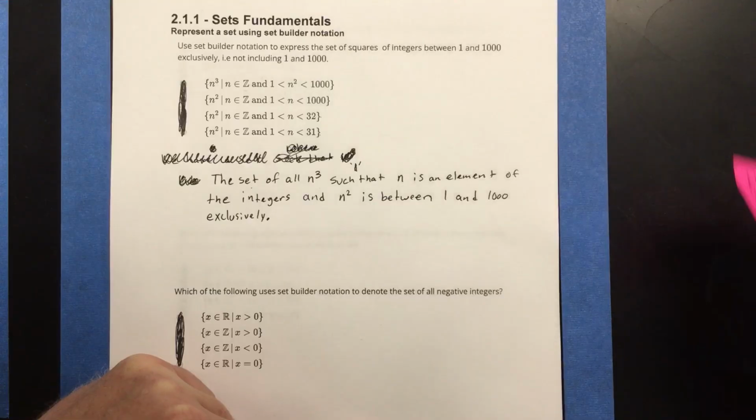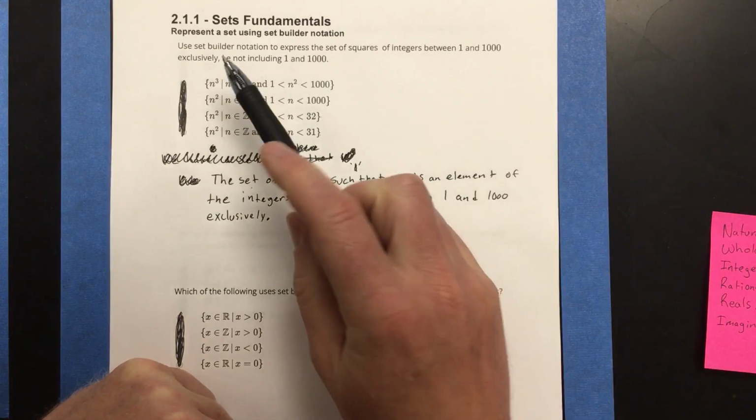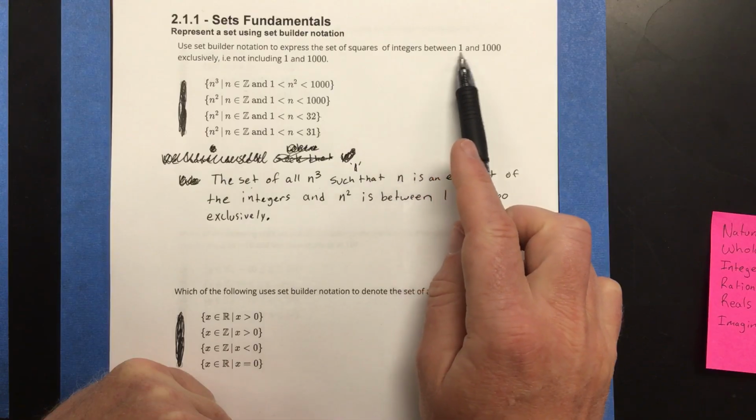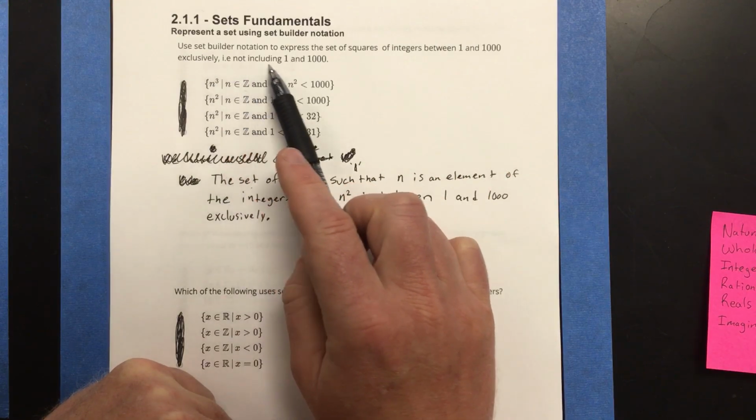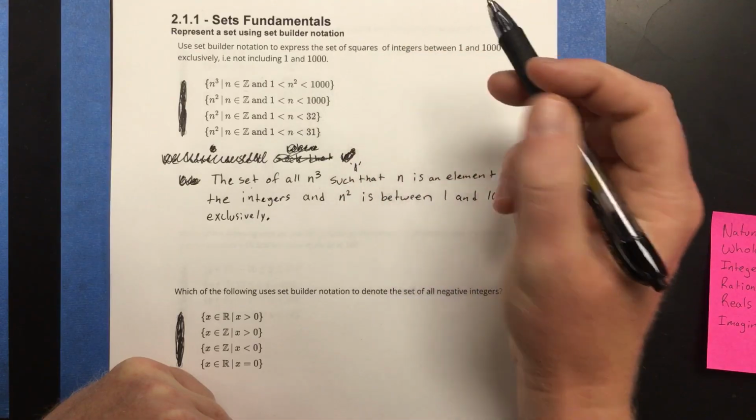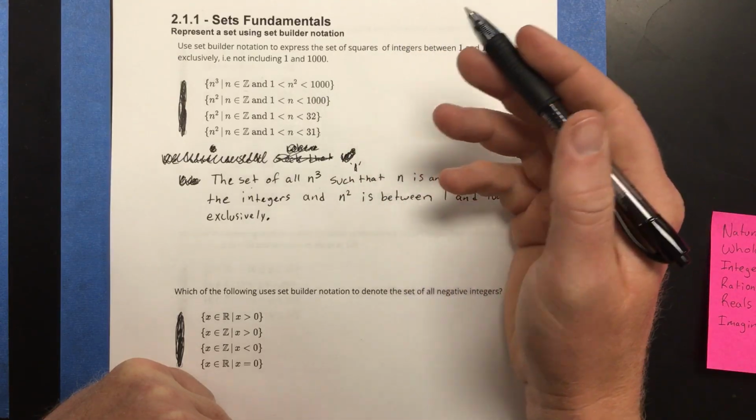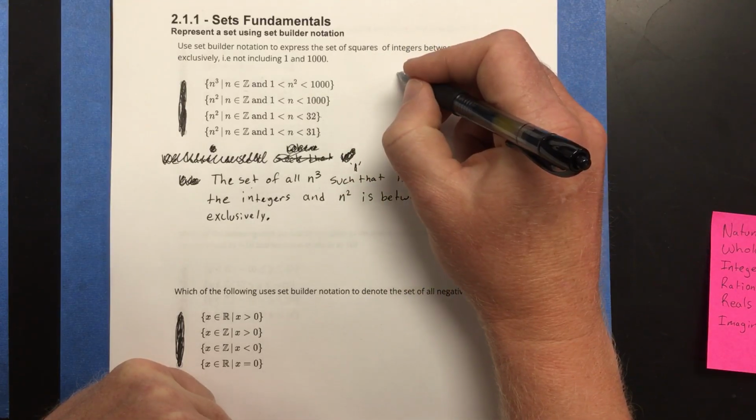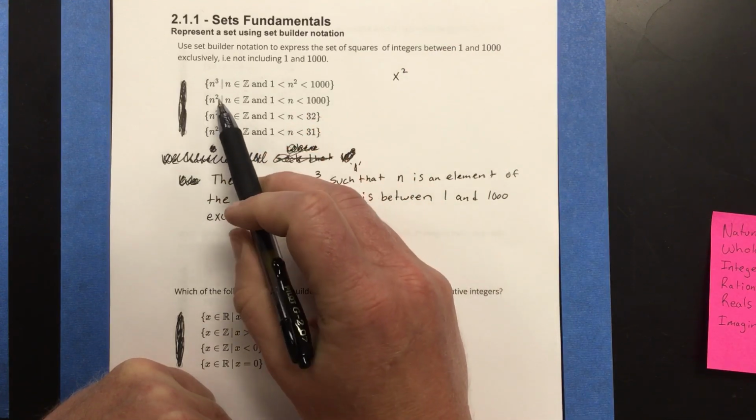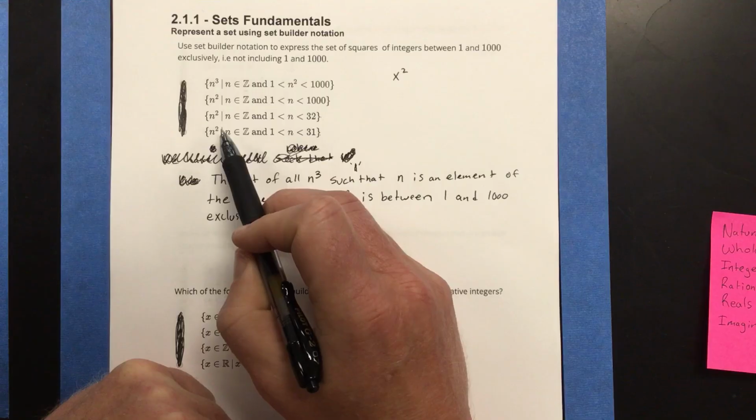Now, let's go back to what they were asking us originally in the problem. They said, use set builder notation to express the set of squares of integers between 1 and 1,000 exclusively, i.e. not including 1 and 1,000. They're saying the set of squares. Well, we know for a set of squares we're taking the same number times itself, so that would be like x squared. So we can rule out n cubed right away. We're going to be looking at just n squared.